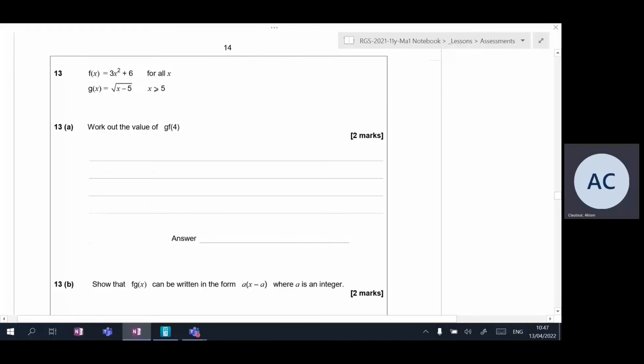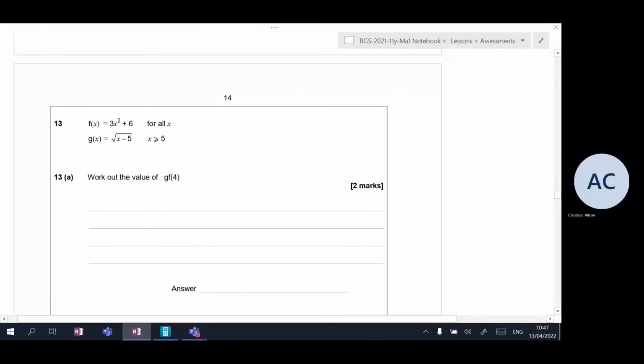Question 13 is a functions question. So remember, G of F of 4 means you're subbing 4 into F, and then you're subbing that answer into G. So to start with, we want to work out what F of 4 is. Okay, so 3 times 4 squared plus 6.